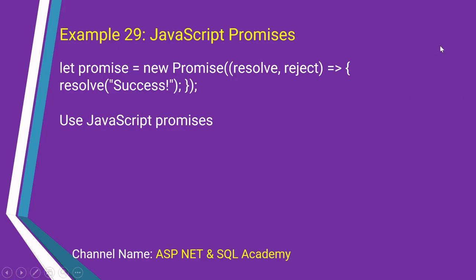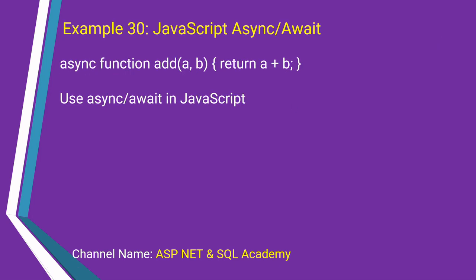Example 30. JavaScript async await. Async await allows us to write asynchronous code that's easier to read and maintain. We can use the async keyword to define an asynchronous function and the await keyword to pause the execution of the function until a promise is resolved. For example, let us create an asynchronous function that adds two numbers.